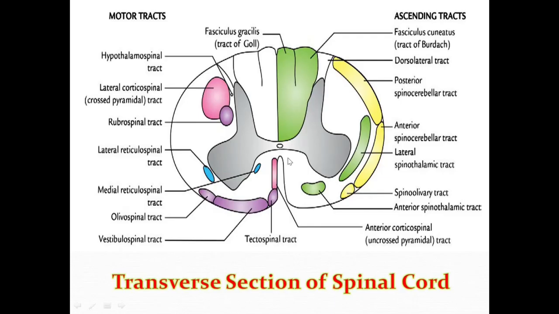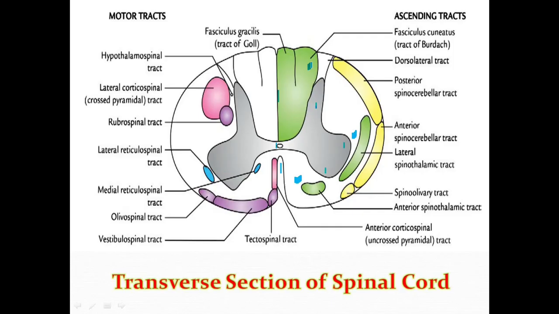At the spinal cord section, we were able to identify the anterior median fissure, this is the posterior median sulcus, central canal, and the anterior, lateral, and posterior gray columns, with the gray matter containing the nuclei, and the white matter constituting the tracts, that is anterior white, lateral white, and the posterior white columns.